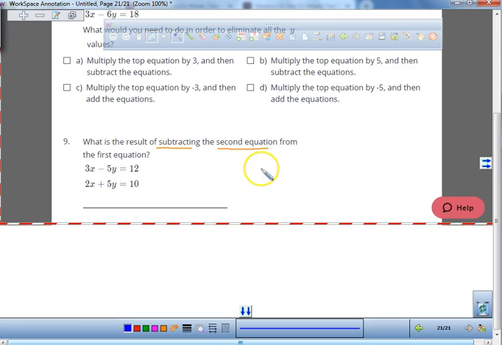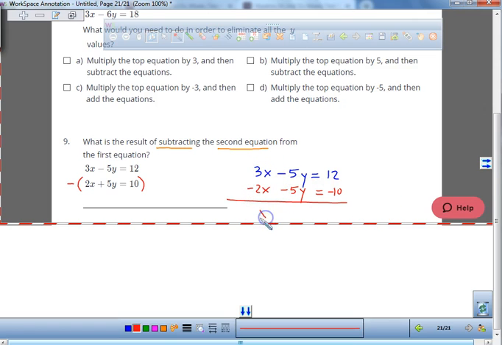Okay? Now, I'm going to show you a quick way to do this. You take the first equation, you just write it down. If it says you're going to subtract the second equation, whatever the second equation is, you just make everything the opposite of whatever it is. So instead of multiplying everything by a negative, watch what happens. I just make that a negative 2x. If that's a positive 5y, I make it a negative 5y. If that was a positive 10, I make it a negative 10. And then I just add the equations together.